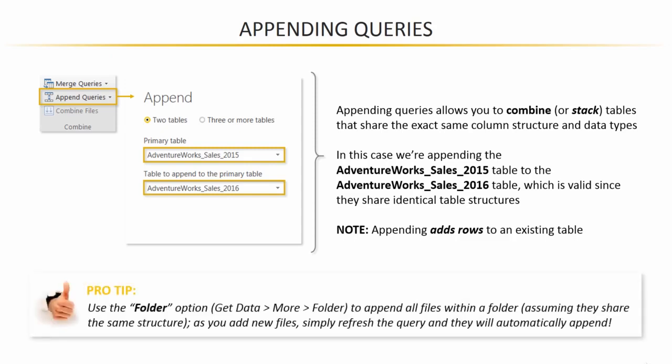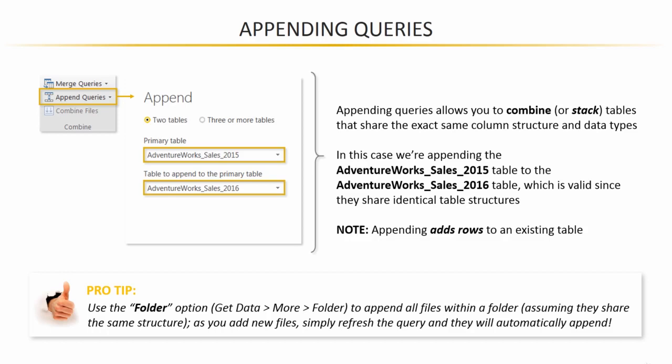Now, pro tip here that I want to share with you, which we'll actually dive into with the demo in the next lecture, is to use the Folder option from the Get Data menu. What that lets you do is point Power BI to a folder containing as many files as you choose, which allows you to append all of them at once, assuming they share that same structure. And the beauty of it is that over time, if you add new files or remove files, simply refreshing that query, that connection, will automatically append any new data that's shown up within that folder. So it's a really powerful option that we'll dive into in the next video.